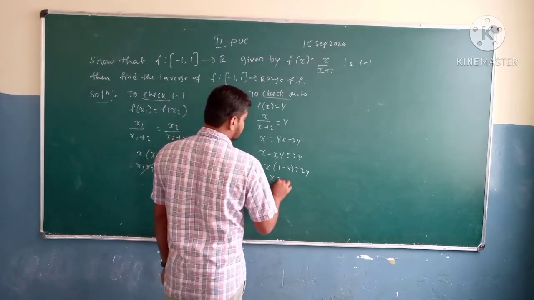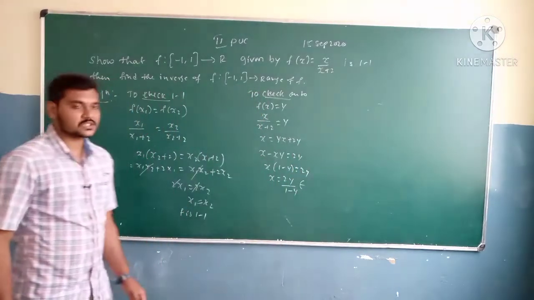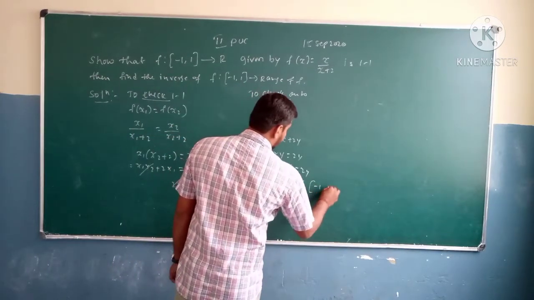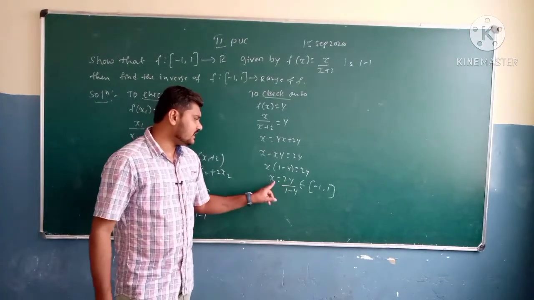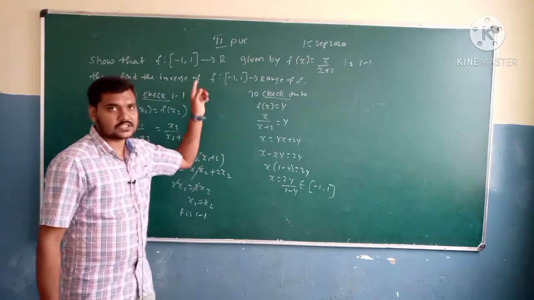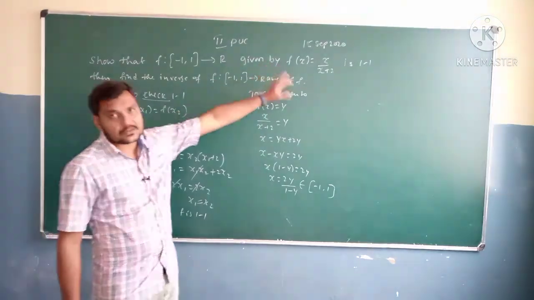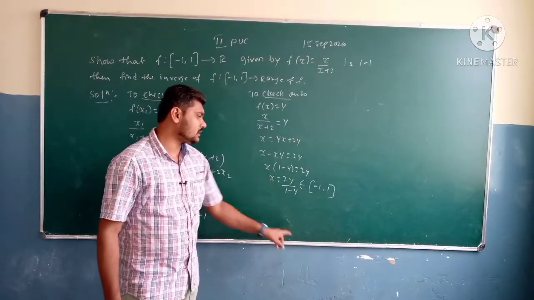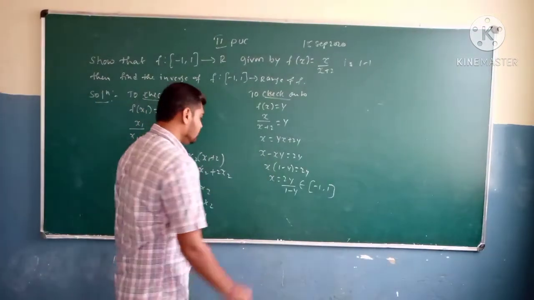So x is equal to 2y divided by 1 minus y, which belongs to the given interval minus 1 comma 1. Observe here, if you give any value to y from minus 1 to 1, x also belongs to the real numbers. And they have already mentioned that minus 1 to 1 is going to be the range of f. So for any value of y within minus 1 comma 1, x is going to be a real number. Hence this function is going to be an onto function.